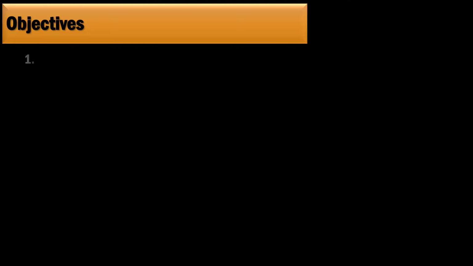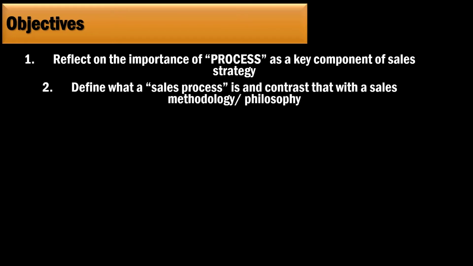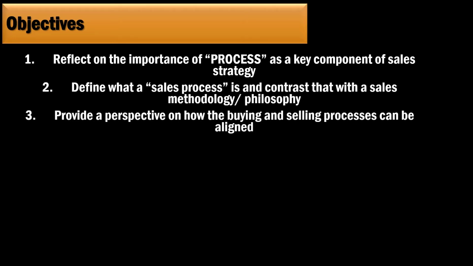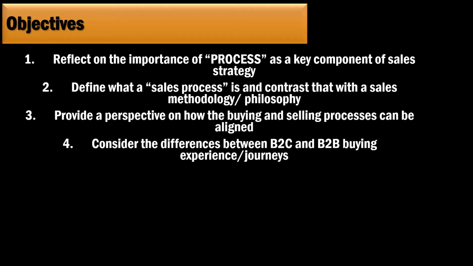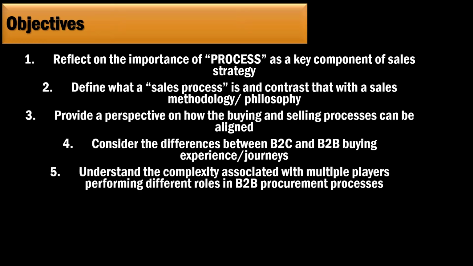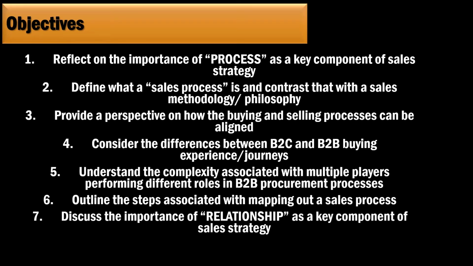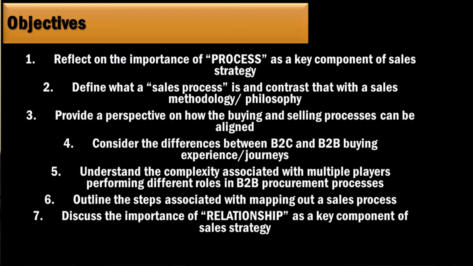So this is on buying and selling processes, and these are the objectives that I hope to talk about. As I mentioned, process first, defining a process. I want to talk about what a philosophy is and how a sales philosophy affects the sales process. Then I want to talk about how the buying and selling processes can be aligned. That's essentially what you're trying to do. You're often trying to lay out the buyer's journey and then overlay your sales activities onto that buyer's journey to develop the sales activities that you want to pursue.